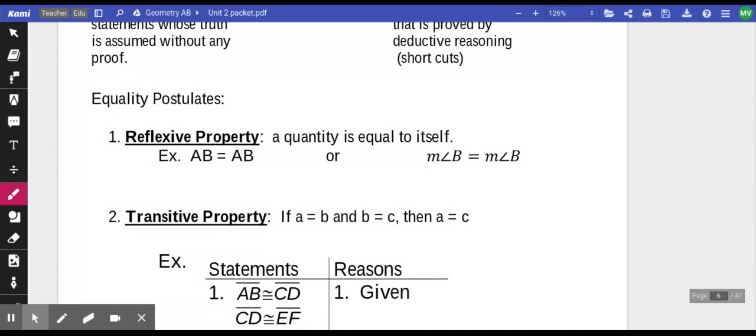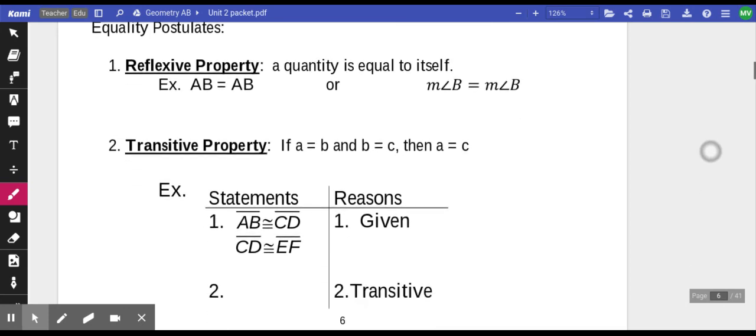So equality postulates. So this is the reflexive property. It's a quantity is equal to itself. So we can say that AB is equal to AB, or the measure of angle B is equal to the measure of angle B. This seems kind of redundant, but when we start to do proofs, it's going to be important to identify that a segment or an angle is congruent to itself because we're going to use it in two different shapes.